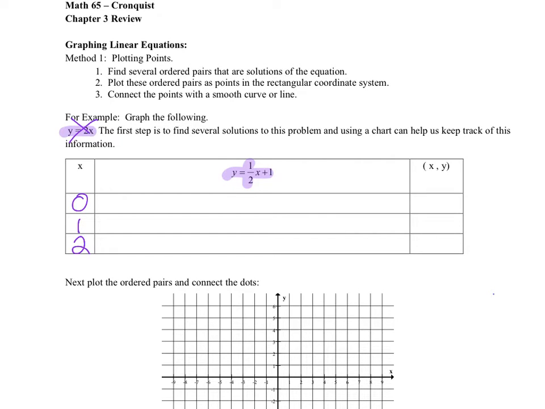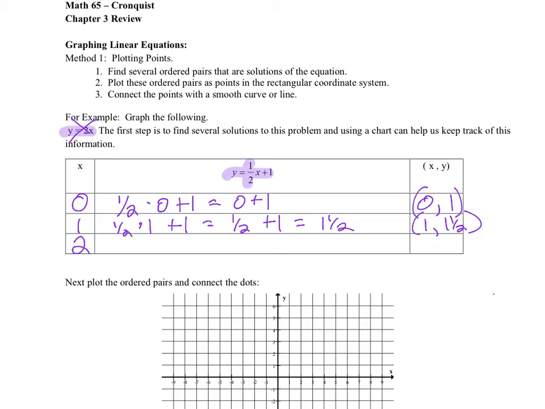If I plug in a 0 for x, I get 1/2 times 0 plus 1. Well, that's 0 plus 1. So I have a point 0, 1. Now if I plug in a 1, I get 1/2 times 1 plus 1. Well, that's 1/2 plus 1. This gives me 1.5. So I have 1, 1.5.